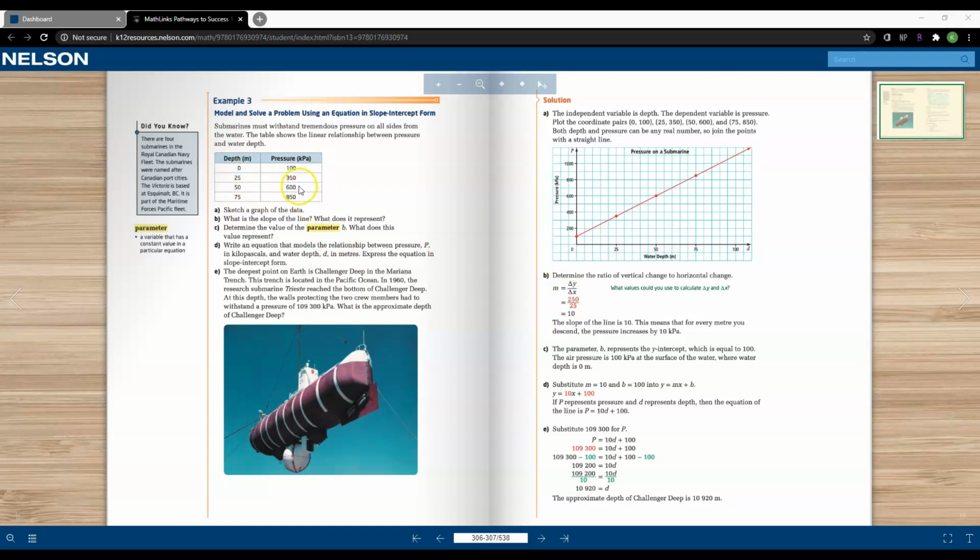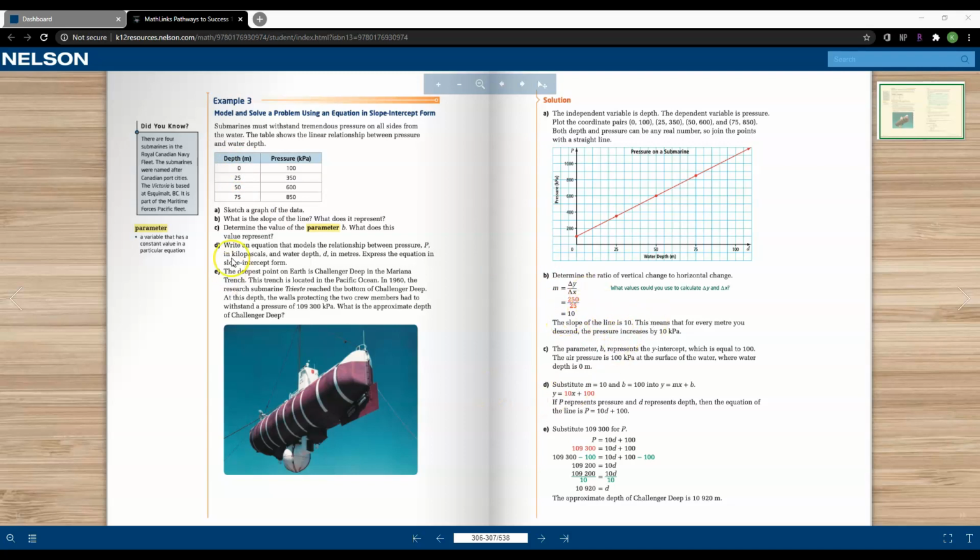So even if I chose a different point, say I chose this to be our second point and this to be our initial point, the first point, you can do 850 minus 100 for the y, which gives us 750, and then 75 minus 0 gives us 75. So 750 divided by 75 also gives us 10, right? So you'll still get the same slope.